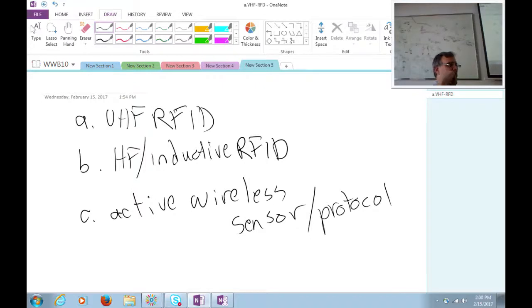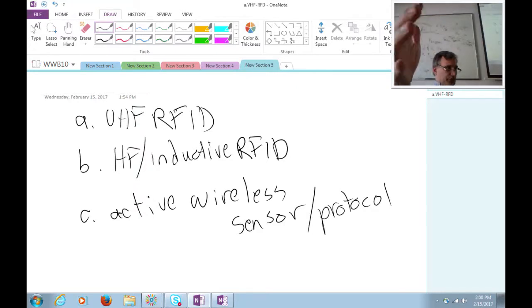This one's a little more subjective. I don't think there's a really hard metric for this. You could probably do it with either one. What are some reasons you might want to use A for that scenario? The inductive RFID, or the far field UHF RFID, 915 megahertz type stuff. Well, you get longer range, right?